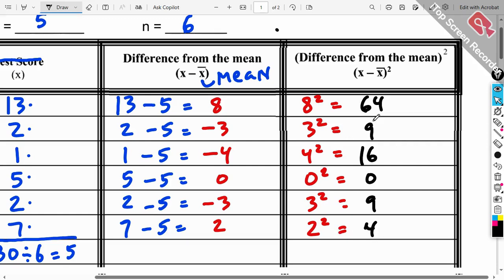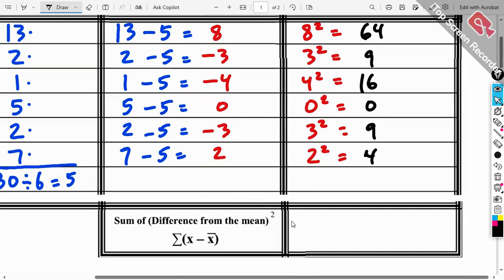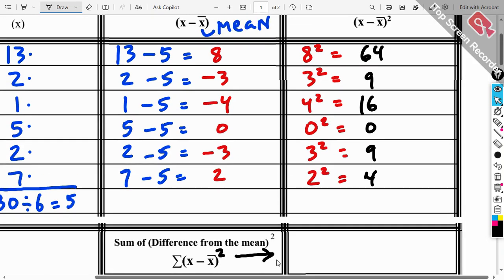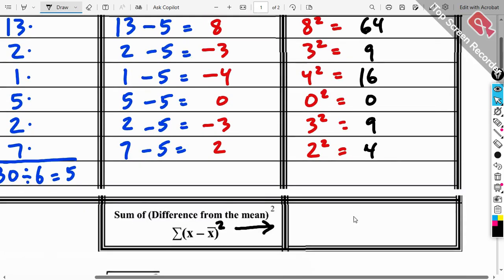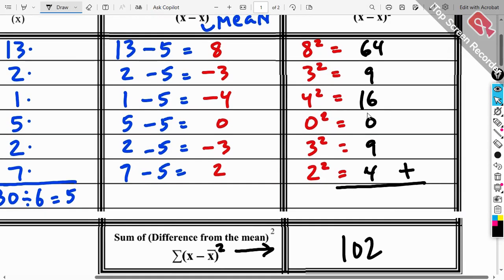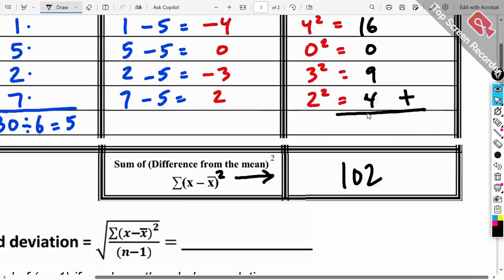So we have the difference from the mean. Then in this box right here, we want to find the sum of the difference from the mean squared. So we're just taking the sum. 64 plus 16 is 80. 9 plus 9 is 18. Plus 80 is 98. Plus 4, that's going to be 102. So we just took the sum of those numbers, and we got 102.